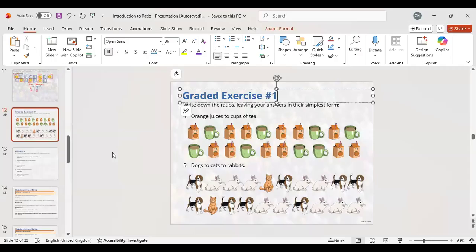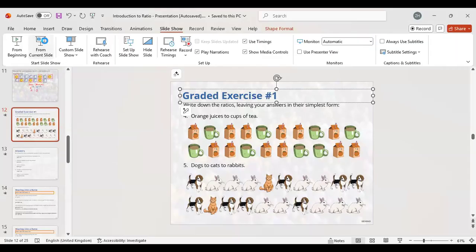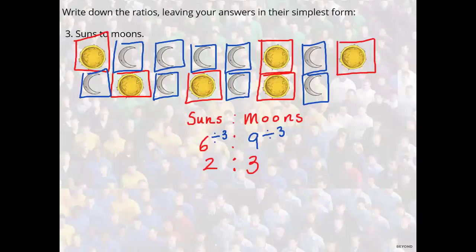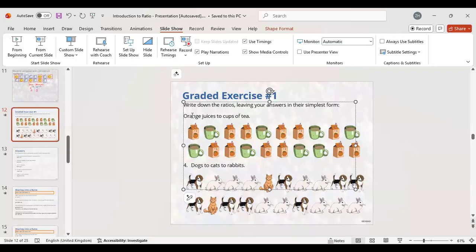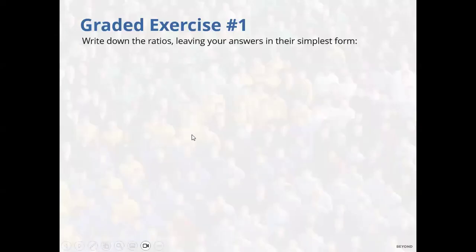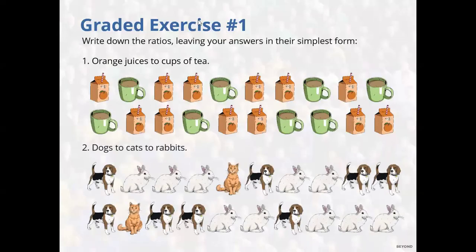Number 1. All you need to do is tell me what the ratio is. This is technically our fourth one, but it's your first one for the exercise. For number 1, tell me what is the ratio of orange juices. Write it down in your book.